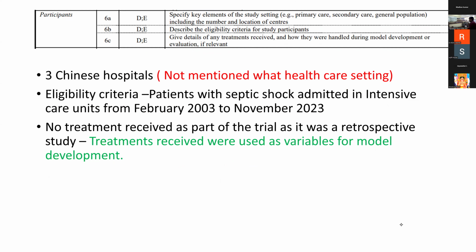Now, participants: specify key elements of the study setting. Like I mentioned, they have not mentioned what healthcare setting. However, all these hospitals had an intensive care unit, so most probably it would have been at least a secondary care or a tertiary care setting where they would have taken the patients. And describe the eligibility criteria for the study participants. The eligibility criteria in their study was patients with septic shock admitted in ICUs from February 2003 to November 2023, which they have clearly specified.